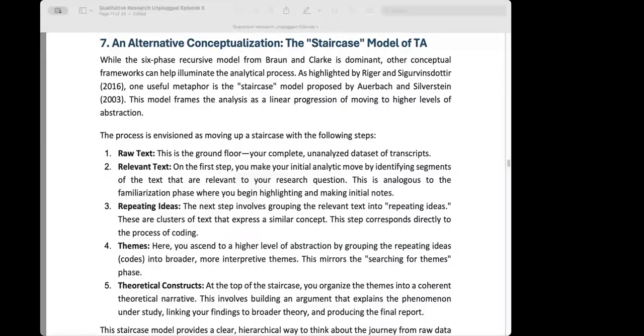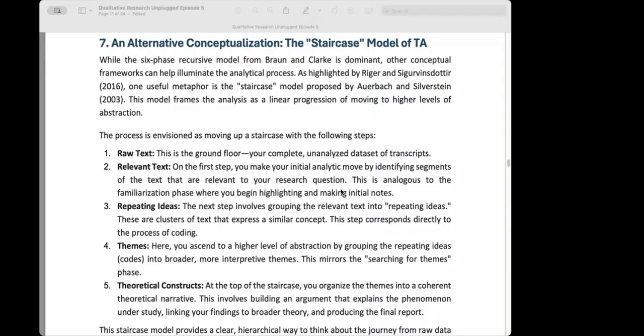Step 2. Relevant text. You take the first step up. Here, you make your initial analytical move by identifying and extracting segments of the text that are directly relevant to your research question. This is quite analogous to the familiarization phase and the very first pass of initial coding in the Braun and Clarke model. You begin highlighting, maybe copying and pasting, making preliminary analytical notes, essentially pulling out anything that speaks directly to the phenomenon you're studying. You're beginning to separate the relevant signal from the surrounding noise. So pulling out the key quotes related to the question, let's apply this to Maria again.